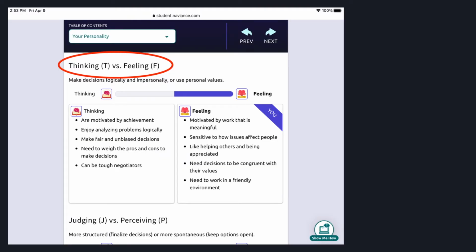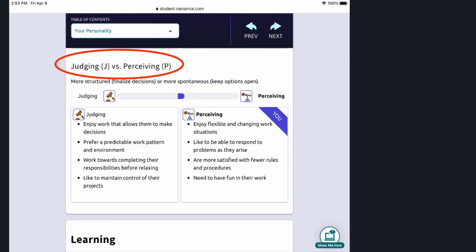The third letter is T for thinking or F for feeling, and this measures how we make decisions. People who are strong on the T side usually use logic for their decisions. They like to weigh pros and cons and be unbiased in decision making. People who are strong on the F side are very much motivated by feelings and how decisions might make other people feel. They also prefer being in work environments that are friendly and where the work aligns with their values.